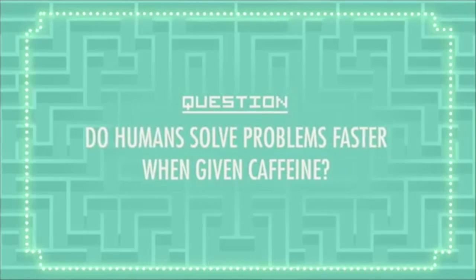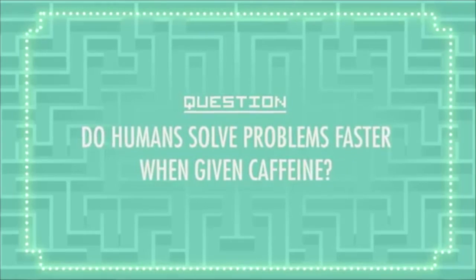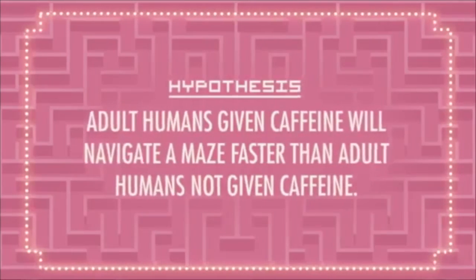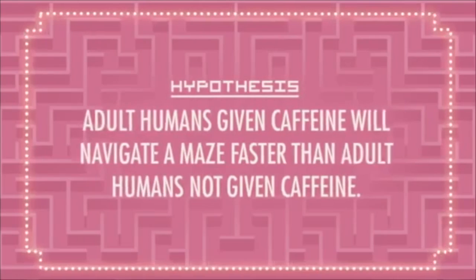So let's figure out our question. Do humans solve problems faster when given caffeine? Now we gotta boil that down into a testable prediction. Remember, keep it clear, simple, and eloquent so that it can be replicated. Caffeine makes me smarter is not a great hypothesis. A better one would be, say, adult humans given caffeine will navigate a maze faster than humans not given caffeine.